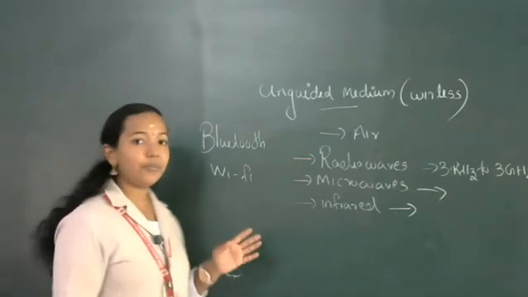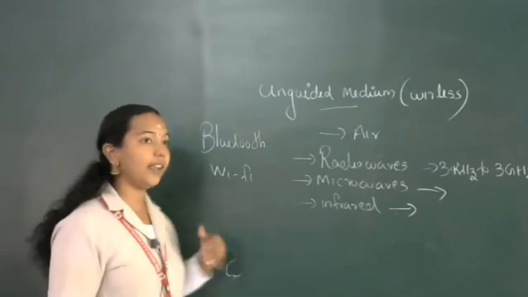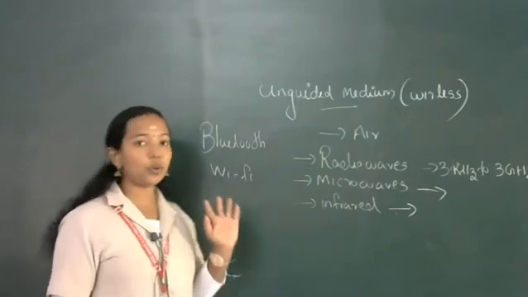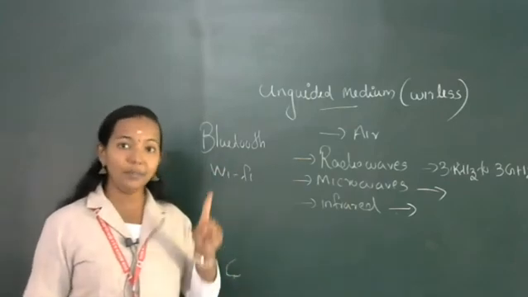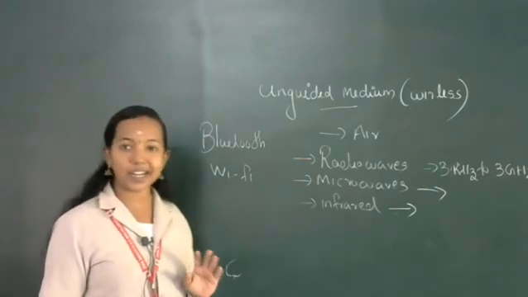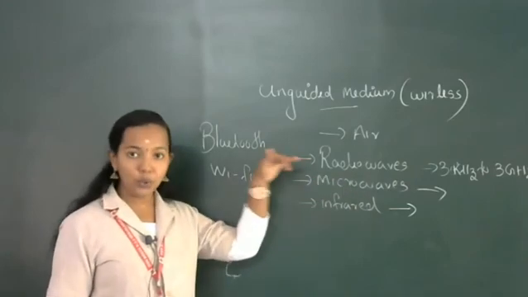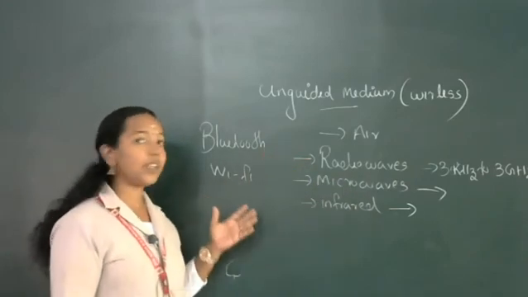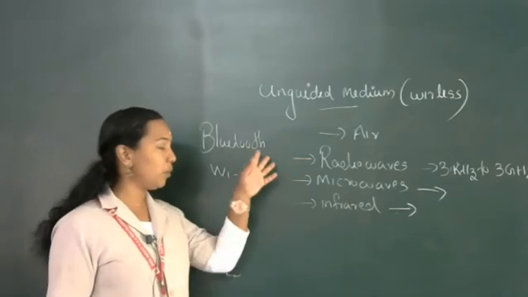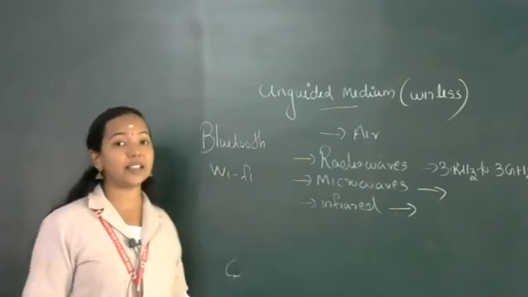Then in Wi-Fi, is any line of sight required? No, line of sight is not required. In any direction data can transfer. Second, in Bluetooth it is 1 Mbps, but in Wi-Fi the data transfer rate is 54 Mbps. So compared to Bluetooth, it is faster. And also we can use Wi-Fi for a number of devices simultaneously. Bluetooth can connect 8 devices at a time, but with Wi-Fi, any number of devices we can connect.